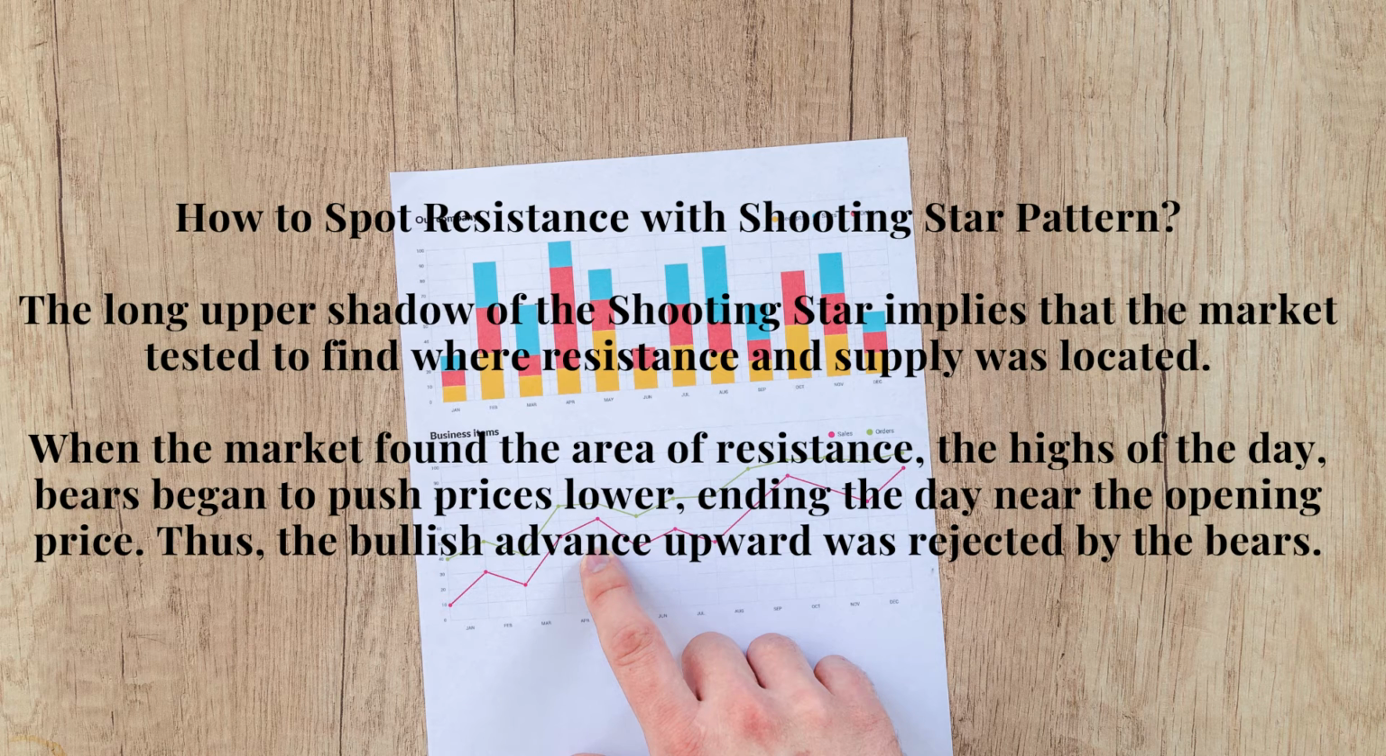How to spot resistance with the shooting star pattern. The long upper shadow of the shooting star implies that the market tested to find where resistance and supply was located. When the market found the area of resistance, the highs of the day, bears began to push prices lower, ending the day near the opening price. Thus, the bullish advance upward was rejected by the bears.